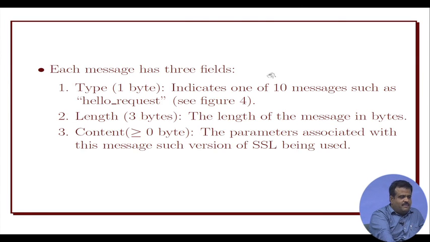So, these are the types of message, and for this we need to have a field which is 1 byte to indicate one of the types. And then the length is 3 bytes; to have the length we use 3 bytes, and that will store the length of the message in bytes. And the content is the parameters associated with the message, such as the version of the SSL being used.